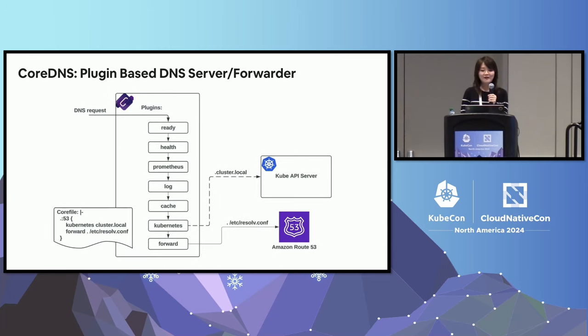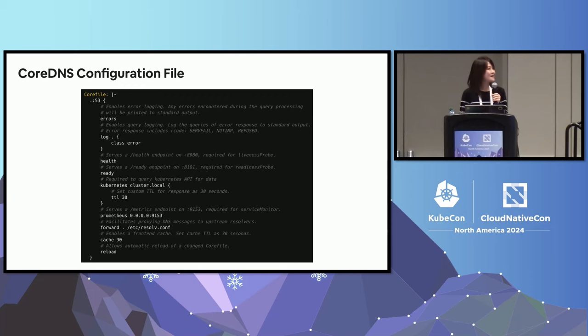Each plugin can be configured to handle different domain or zone requests. CoreDNS uses a Corefile stored in a config map for configuration. In the Corefile, you can configure cluster.local domain requests to be handled by the Kubernetes plugin, and all the other domain requests to be handled by the forward plugin, which forwards the DNS request to an upstream DNS server. Here is an example Corefile. In the Corefile, you can also apply other useful configurations like enabling query logging for error response queries, setting a front-end cache TTL, enabling automatic reload when the Corefile changes, etc.